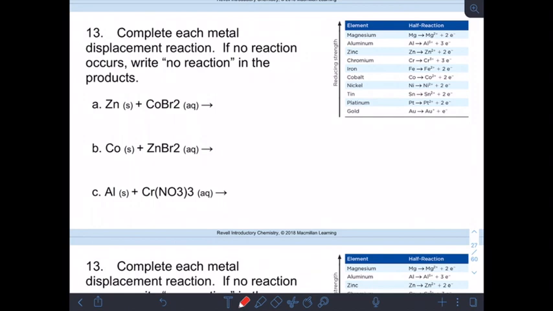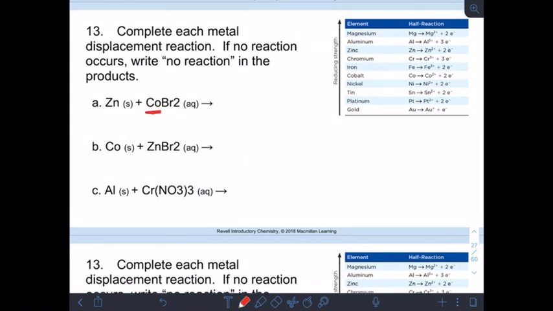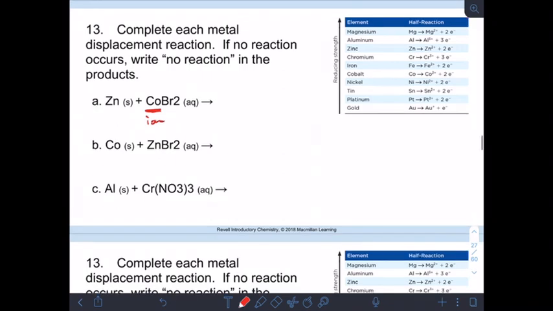So cobalt bromide, we're going to be looking for cobalt ion. And in part B here, we're going to look for zinc ion. And in part C, we're going to look for chromium ion. Okay? And then these are the solids, metal solids.